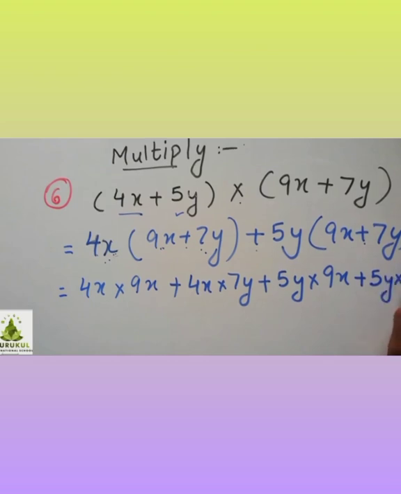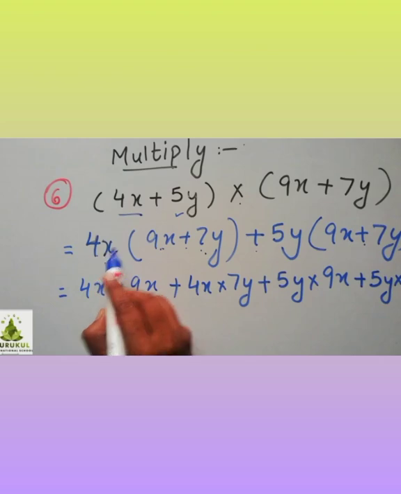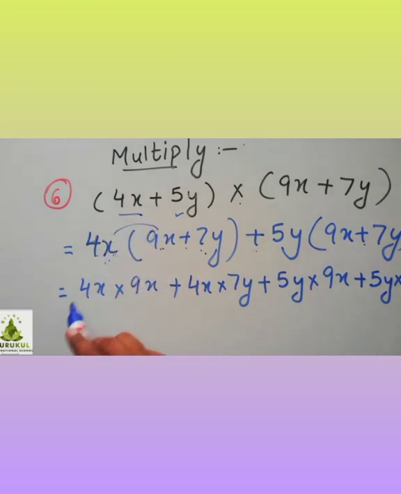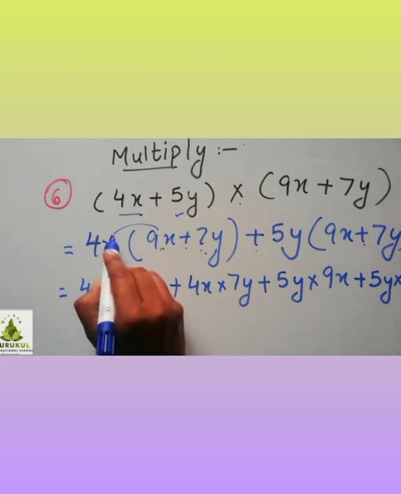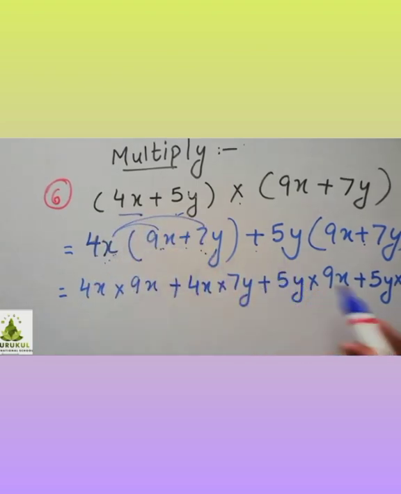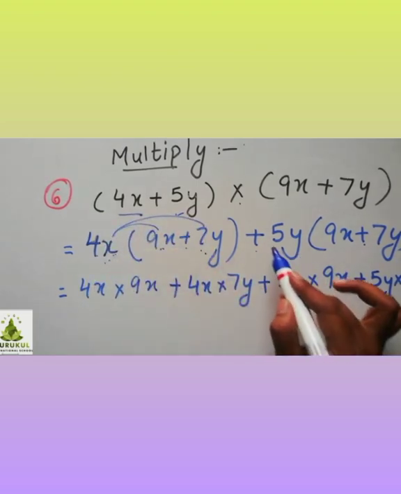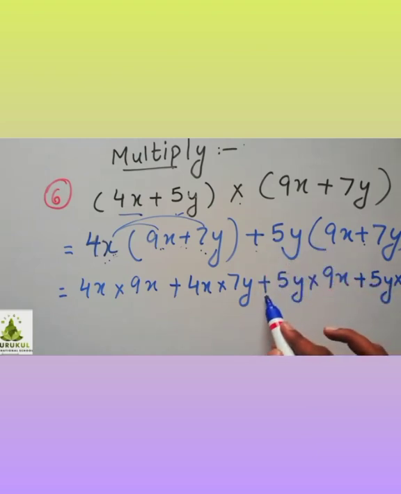5y into 7y. Is it clear? This term into this term, multiply. Then what is the sign here? Plus into plus, plus. Then this term into the second term. Distributive property, which you have studied. That's all. Now here plus into plus, plus sign.